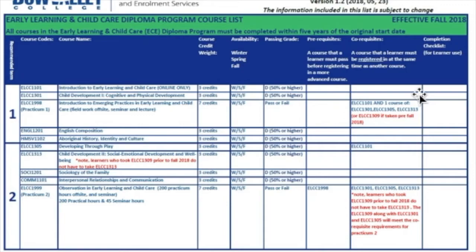We want you to make sure that you make a habit of checking your MyBVC email. Lots of important information is sent to you, including these course lists. You can also access these course lists on the Bow Valley College website. And all of the courses in your program are in the recommended progression order, and they're listed by term.